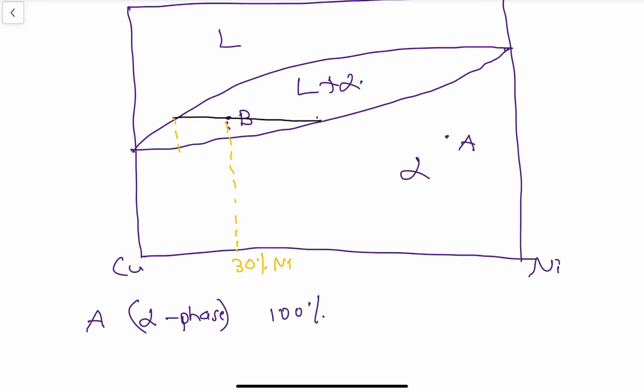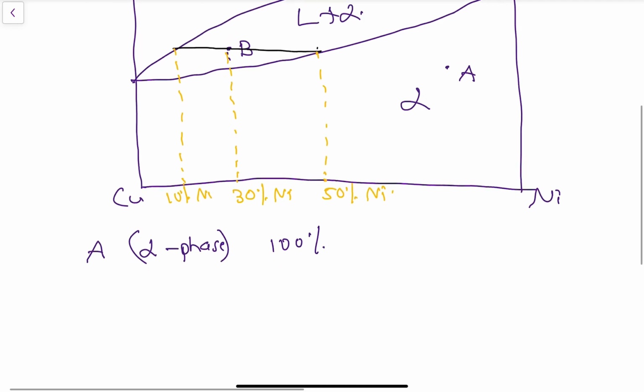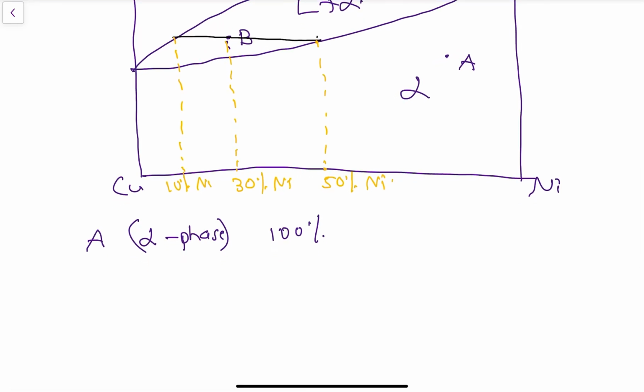Let this be 10% nickel and this be 50% nickel. I am just assuming that. So we will first draw to find the relative amounts of these phases present. First, what will I do? I will draw a tie line here.